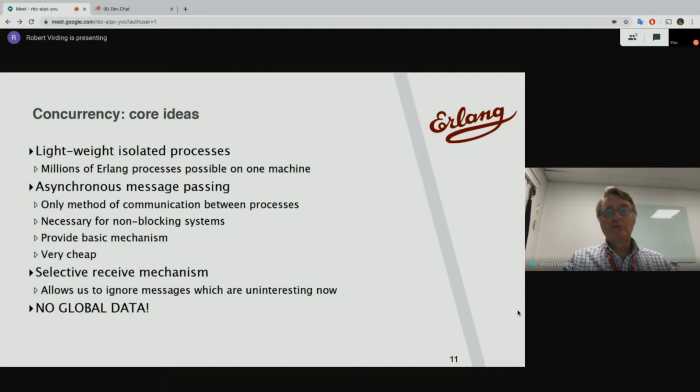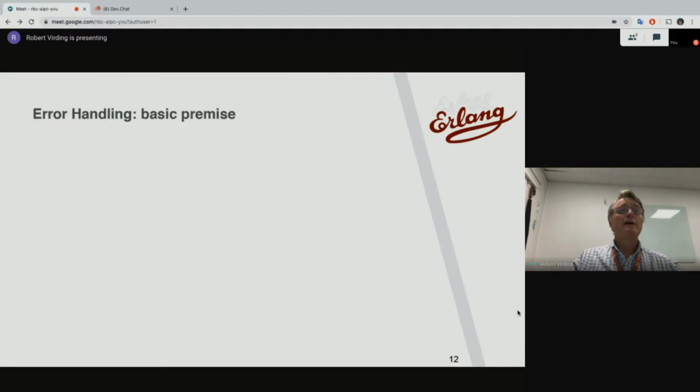There is no global data. That's it. Well, this has been slightly modified in later versions of Erlang, or the recent versions, version 22, but it is very restricted global data, and in some ways it doesn't behave as global data. So that's the sequential and the concurrency primitives.